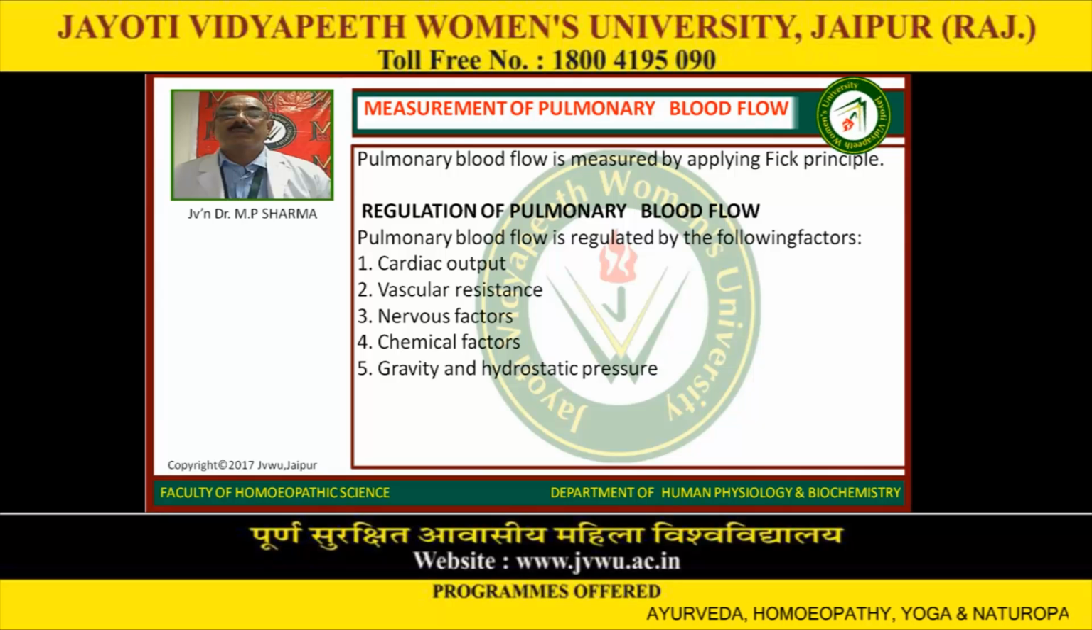Now regulation of the pulmonary blood flow. Pulmonary blood flow is regulated by the following factors. Number 1, cardiac output. Number 2, vascular resistance. Number 3, nervous factors. Number 4, chemical factors. And number 5, gravity and hydrostatic pressure.